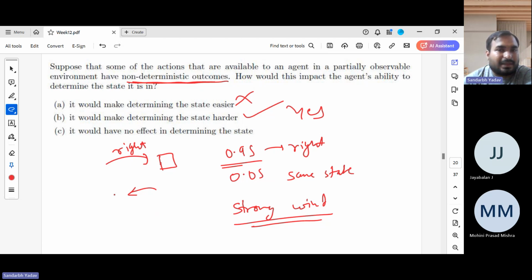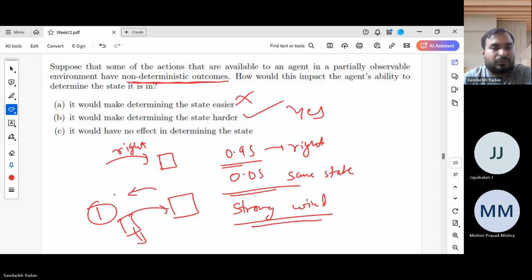So in that scenario, it will be harder to determine the state, right? Because if we had simple probability one, if you took the right action and you moved right, then it would be easier. If you were in some state and you took the right action, then you would be in the state to the right. But here you don't know. With 0.95 probability you might be to the right, but with 0.05 you might still be here. So basically non-deterministic outcomes make it hard. I hope you got this. So with this, I'll move to the third question.